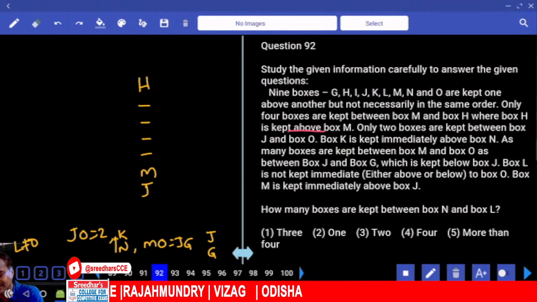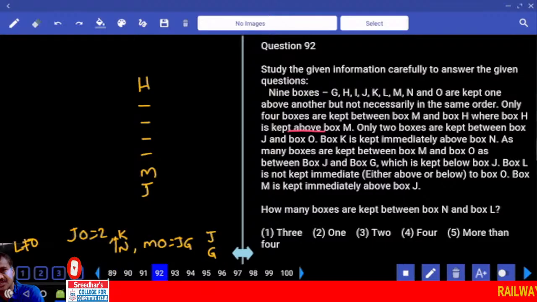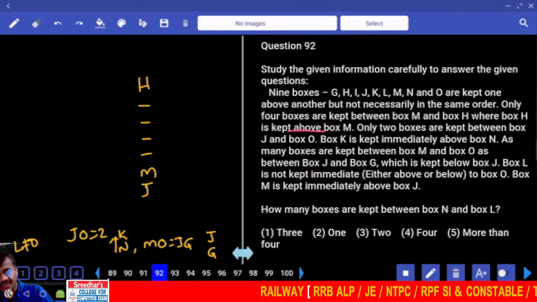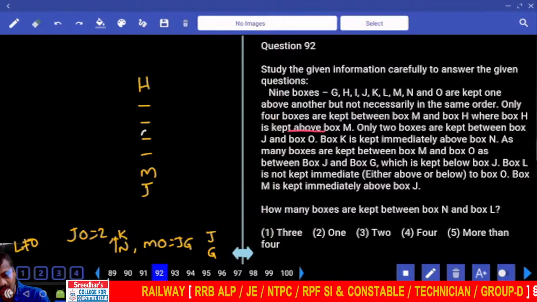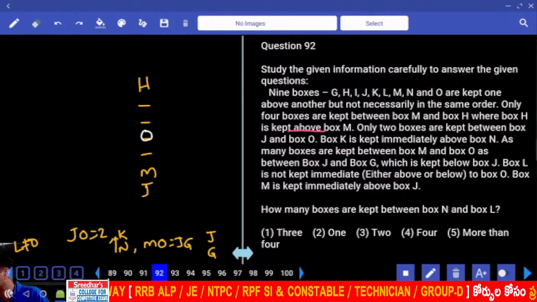Now we are left with the remaining 2. Those 2 can be before H or after J, or one before H, one after J. These are the possibilities we have. Then after this J, one next one. Now K and J and O, there are 2, and O must be here because O cannot be after this one.